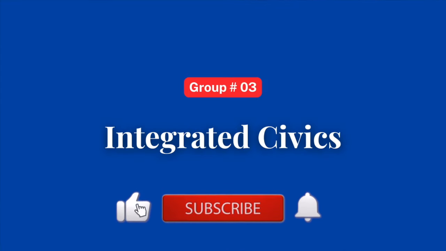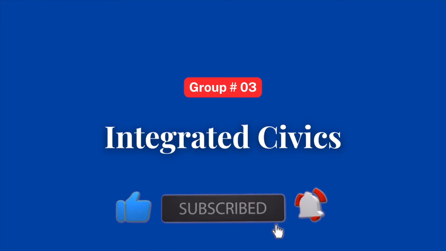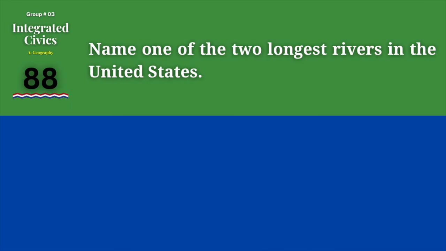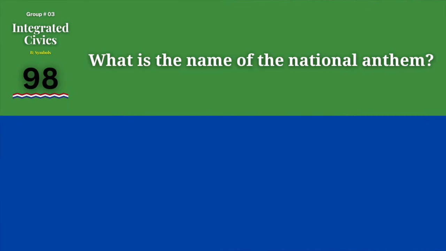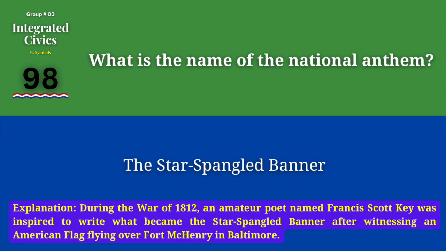Group 3. Integrated Civics. Name one of the two longest rivers in the United States. Missouri River. Name one state that borders Mexico. California. What is the name of the national anthem? The Star-Spangled Banner.